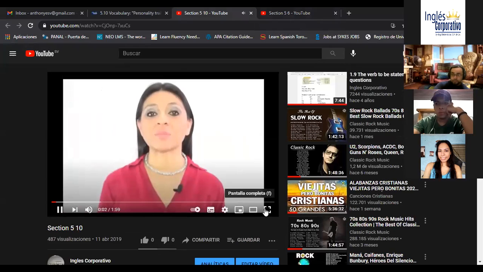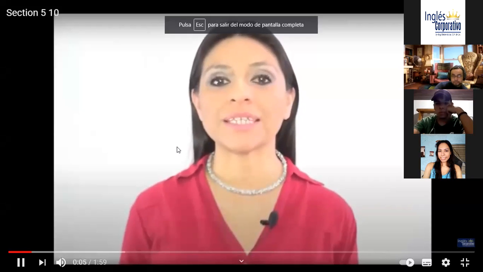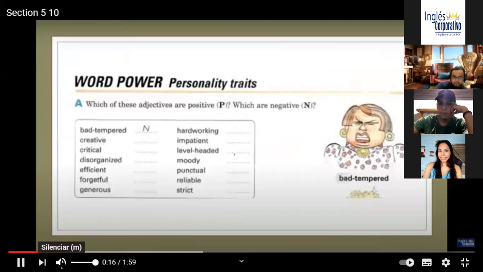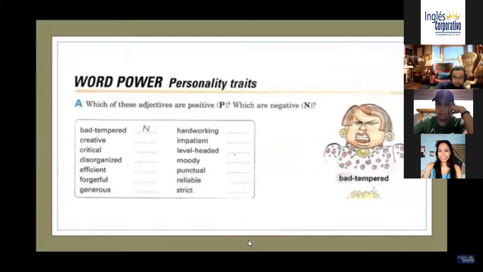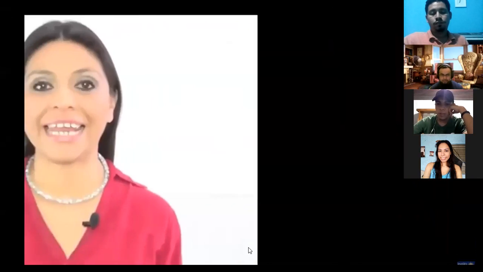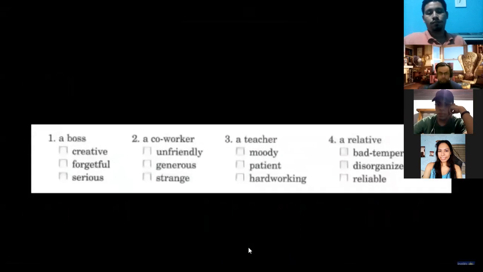Hello, which of these adjectives are positive? Which are negative? Listen, repeat, and decide. Listen and repeat. Bad-tempered. Creative. Critical. Disorganized. Efficient. Forgetful. Generous. Hardworking. Impatient. Level-headed. Moody. Punctual. Reliable. Strict. Now get ready to listen to four conversations. Then check the adjective that best describes each person.